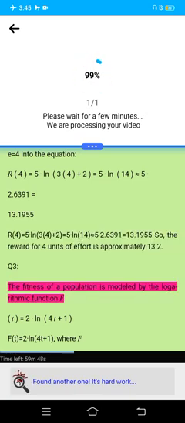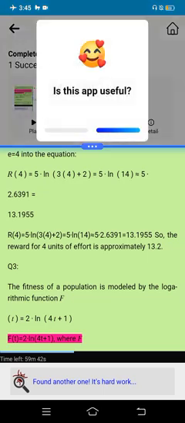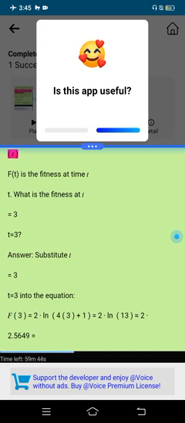Q3. The fitness of a population is modeled by the logarithmic function f(t) = 2·ln(4t + 1), where f(t) is the fitness at time t. What is the fitness at t = 3? Answer: substitute t = 3 into the equation.